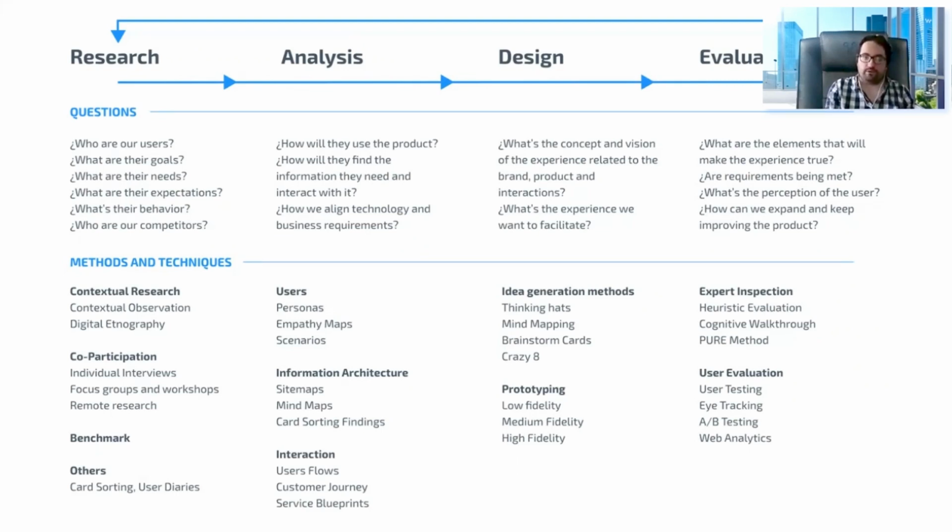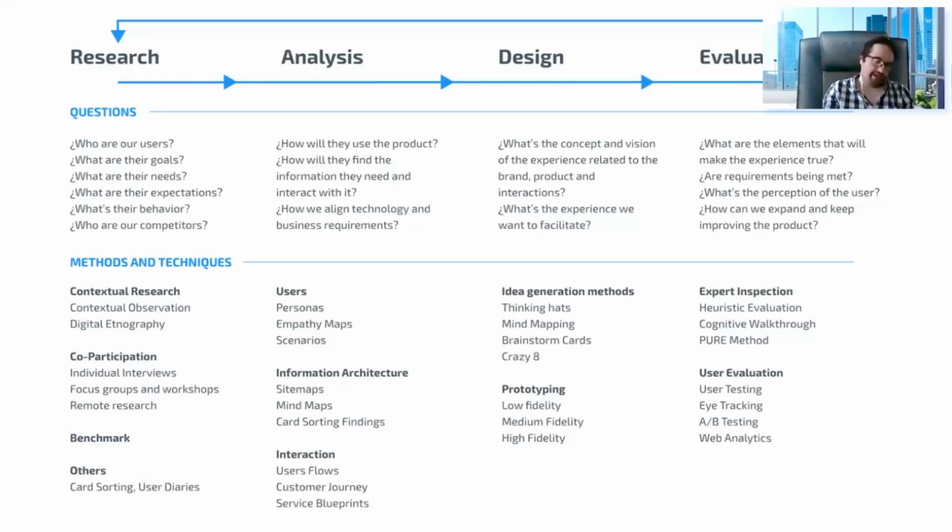You can use techniques like co-participation, which involve having individual interviews, focus groups, and doing remote research, where you actually talk, you ask questions, you have conversations with users. You can also perform benchmarks and see what the competitors are doing, what is the value proposition that you're adding within the ecosystem of proposals that users already have.